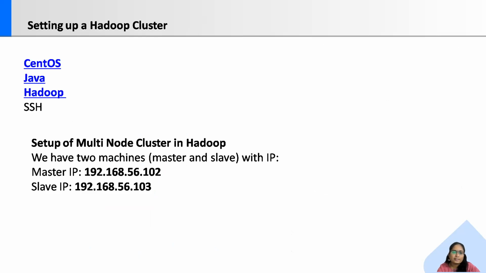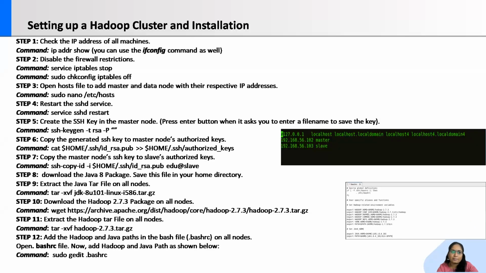So how to set up the clusters? What technologies are required for that? We are going to use the CentOS operating system, Java, Hadoop, and SSH. First we are going to set up the multi-node cluster, so we need two machines, the master and the slave. I'm checking the two commodity hardware systems. One is the master IP, another one is the slave IP. Check the IP addresses correspondingly. I have shown these two IP addresses, one for master and one for slave.